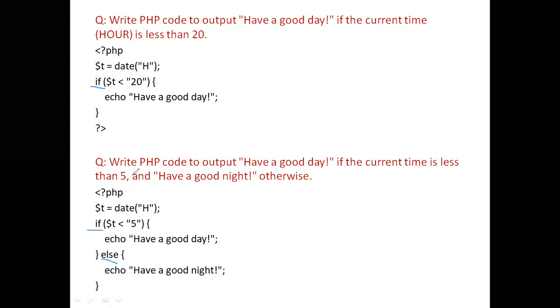Look at here. In this condition, you have an if and else, so you have two conditions here. They say write PHP code to output "Have a good day!" if the current time is less than 20, and "Have a good night!" otherwise. If this is not true, the output will be "Have a good night!" So that's why you have an if, and then if this condition is not true, you will get this output. Again, you will go and check this. Here you have only one condition, and here you have two conditions. If the first one is not true, you are going to get the other one. Okay, let's go to the next slides.